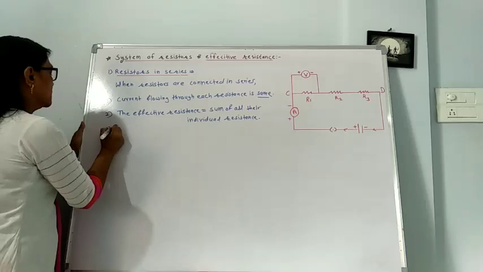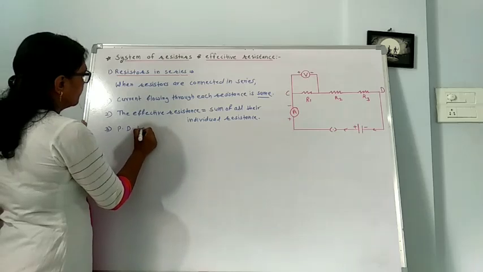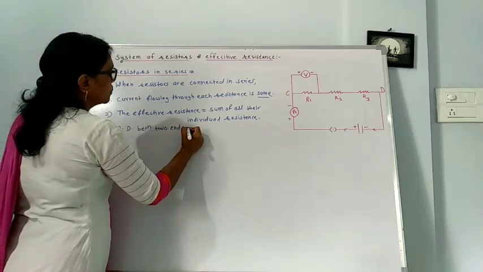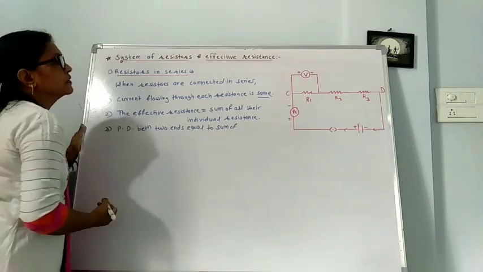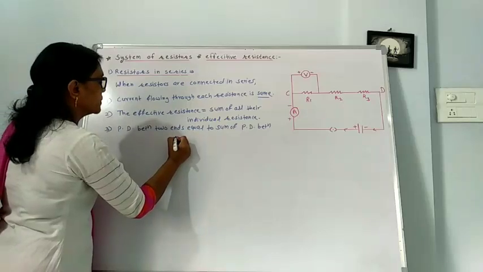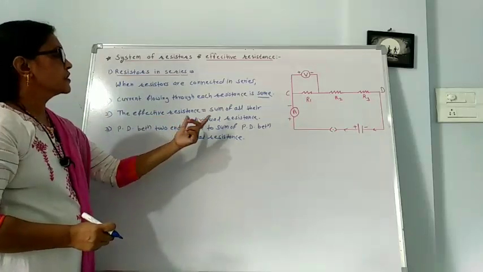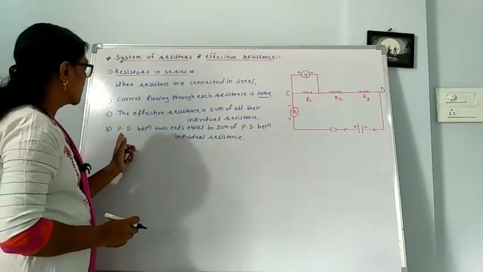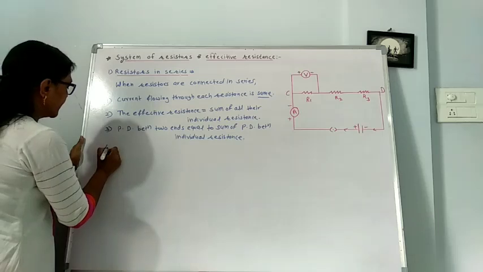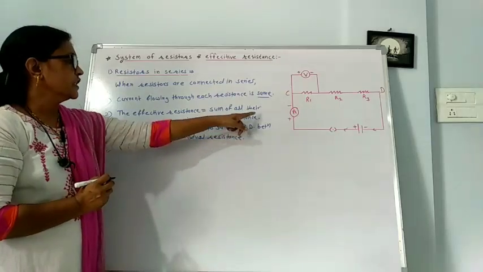And third is the potential difference between the two ends is equal to the sum of the potential differences of the individual resistances. The potential difference of each resistance, their sum is the total potential difference between the two ends, as we have learned. Then the fourth characteristic: the effective resistance is the sum of all the three resistances.